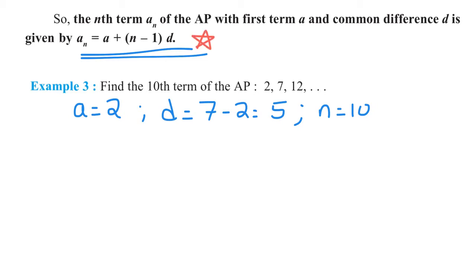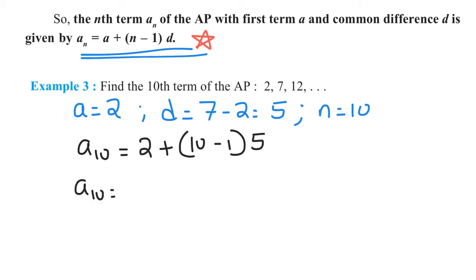So now can we apply the formula to find the 10th term of the arithmetic progression? A10 is equal to the first term, which is 2, plus n minus 1, 10 minus 1 times d, and d over here is 5. So just use the calculation now. A10 is equal to 2 plus 10 minus 1 is 9, 9 times 5, 45. So the 10th term of this arithmetic progression is 47. Pretty easy. Good.